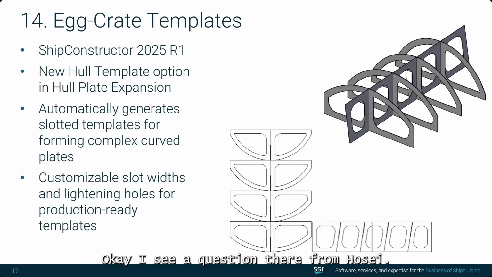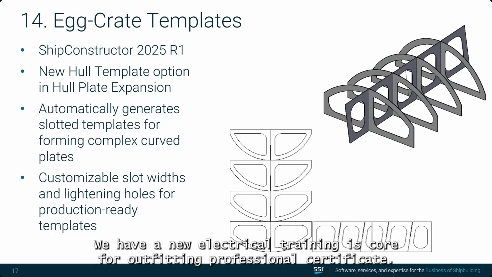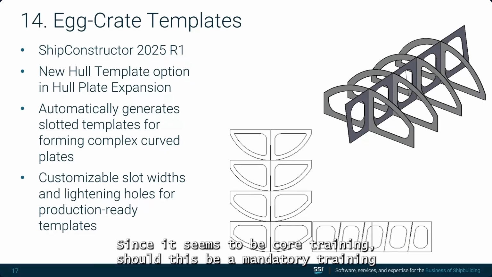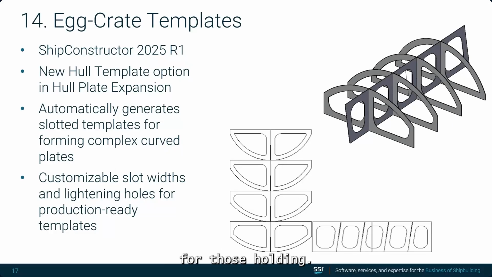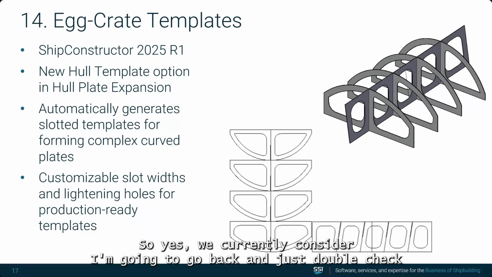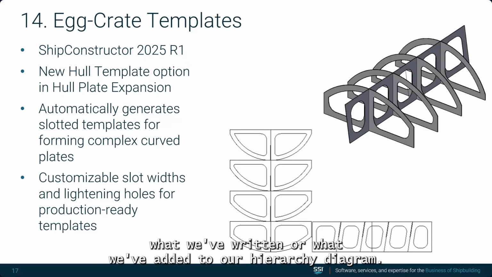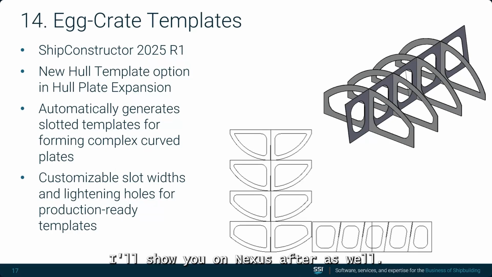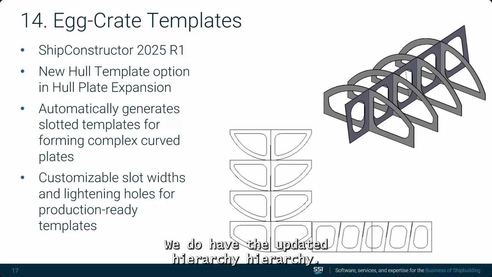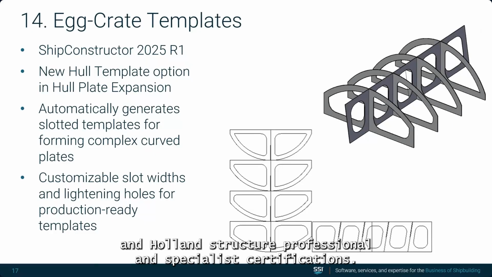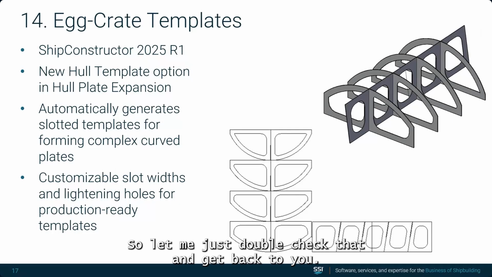Okay, I see a question there from Jose. I have a question. We have a new electrical training as core for outfitting professional certificates since it seems to be core training. Should this be a mandatory training for those holding? So yes, we currently consider. I'm going to go back and just double check what we've written or what we've added to our hierarchy diagram. I'll show you on Nexus after as well. We do have the updated hierarchy diagrams for the outfitting and hull and structure professional and specialist certifications. So let me just double check that and get back to you.